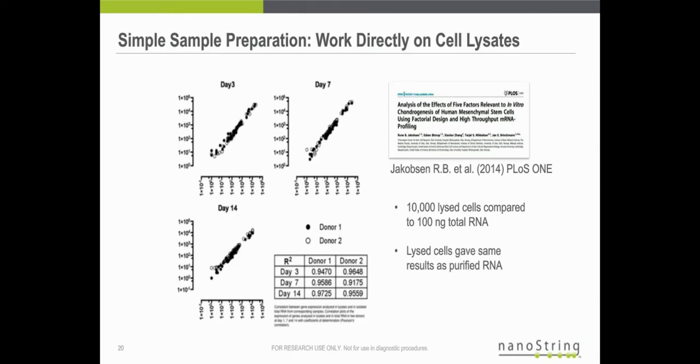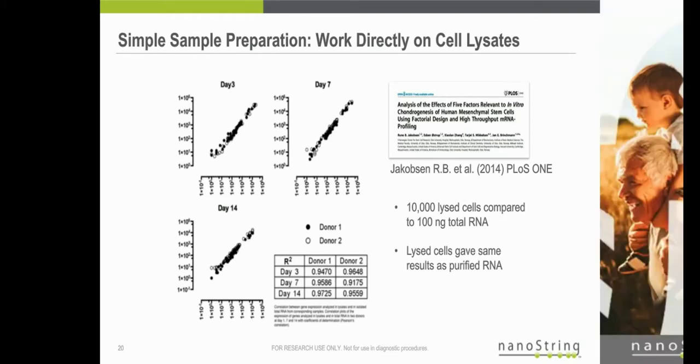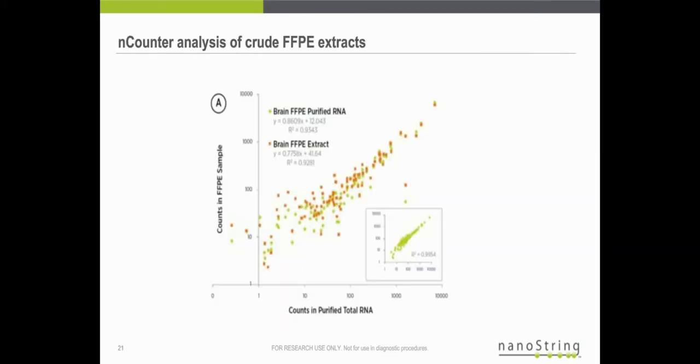Here's a similar comparison showing, in this case, FFPE lysate performance for brain samples. So this includes both purified RNA from FFPE in green and crude FFPE lysate in orange, both compared then to purified RNA from fresh frozen material. And this really shows, again, this equivalent performance of the FFPE RNA and FFPE lysate.